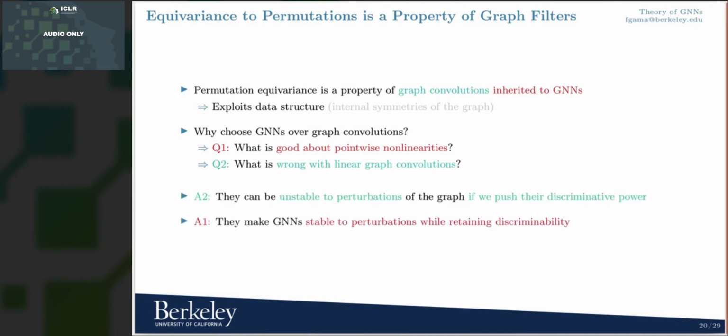Briefly, the problem with linear graph convolutions is that they can be unstable to perturbations of the graph if we push their discriminative power. The advantage of adding pointwise nonlinearities is that they make GNNs stable to perturbations while retaining discriminability. These questions can be better answered with an analysis in the spectral domain.